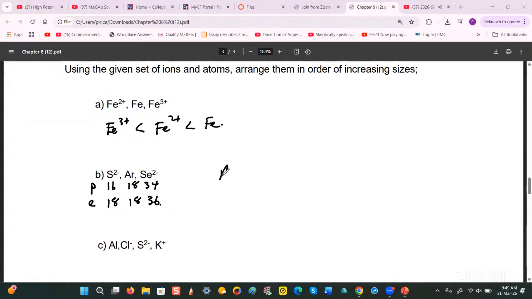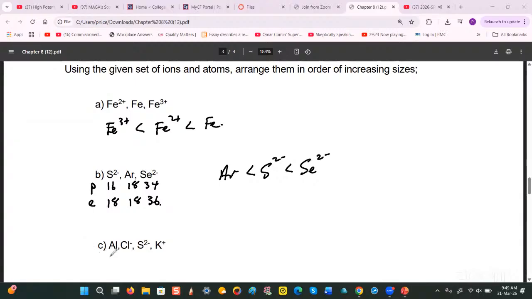Argon, followed by sulfide, and then selenide. And that's it. All right. Any questions about this?